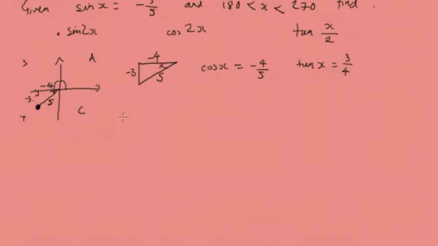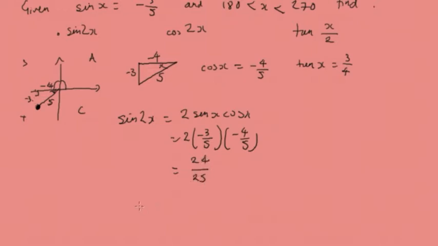So sine 2x, now we know from our double angle formula, 2 sine x cosine x, and then we just put the values for sine and cosine in. So 2 times minus 3 over 5 multiplied by minus 4 over 5. The negatives are going to cancel out and we're going to end up with 24 over 25.